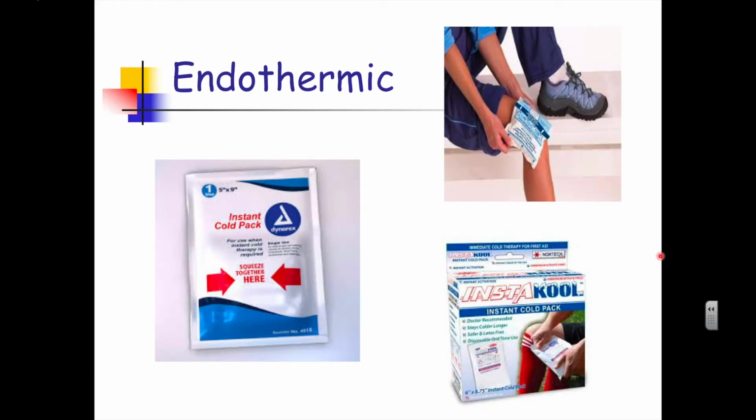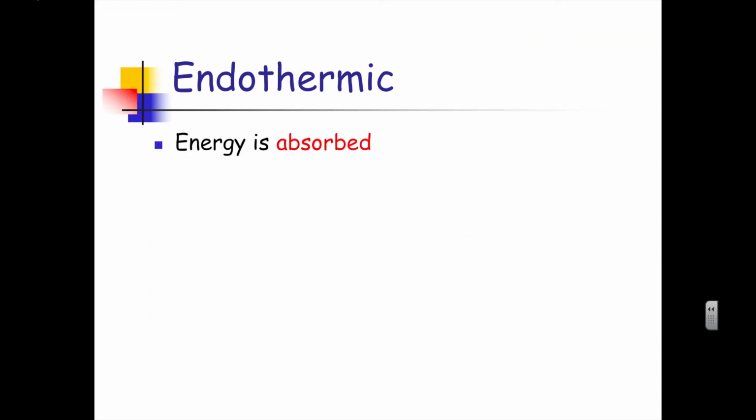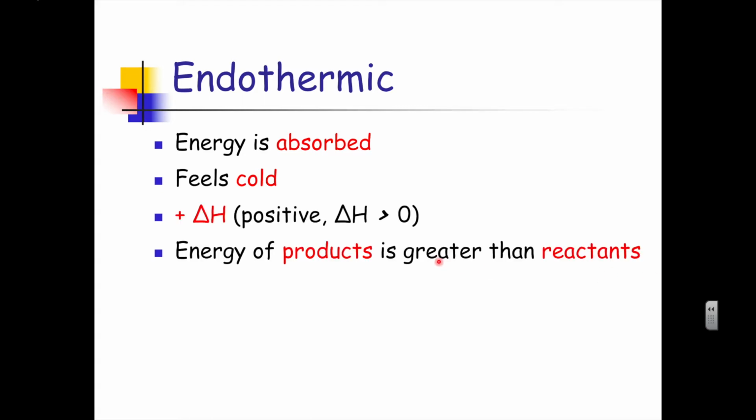Endothermic reactions feel cold to the touch, like your cold packs. And so that means that energy is being absorbed into the system. So it's being taken away from your hand. That's why it feels cold. It has a positive delta H, or greater than zero. The energy of products is greater than that of the reactants. And then the heat is written as the reactant.